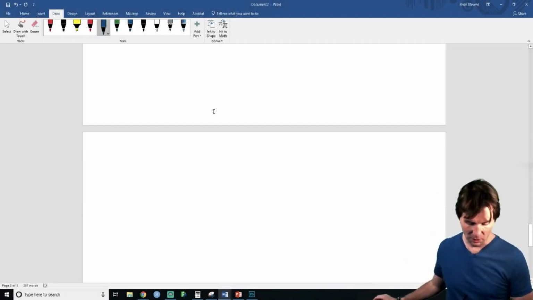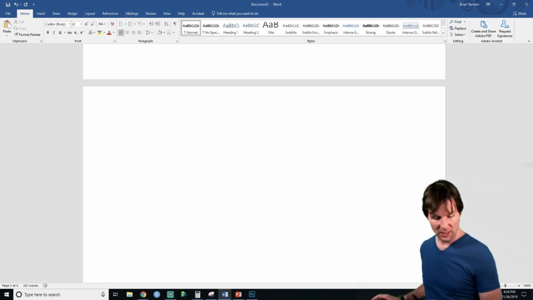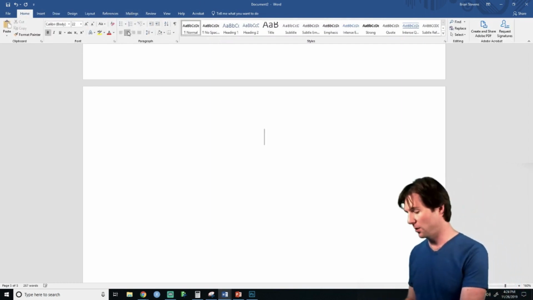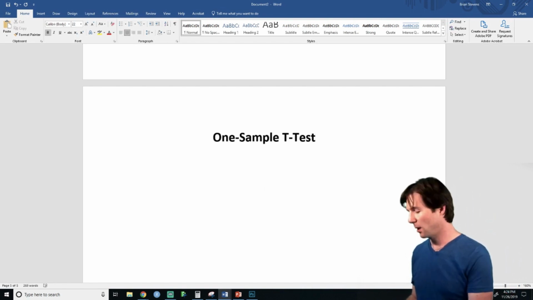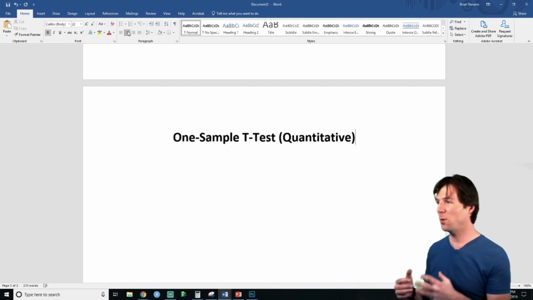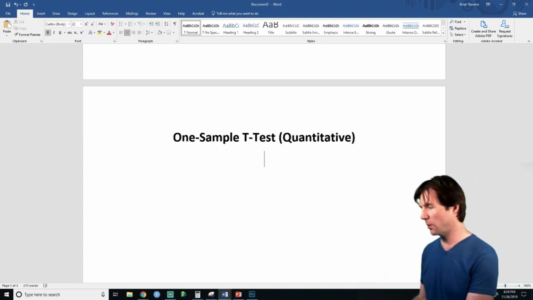Our next test that we want to talk about here is a one sample means test, one sample t-test. So let's go right here and do one sample t-test. And this, we'll put a note here, quantitative. So it's one sample, meaning one variable. It's a quantitative test, so we're going to test one mean. That's what we got going on.